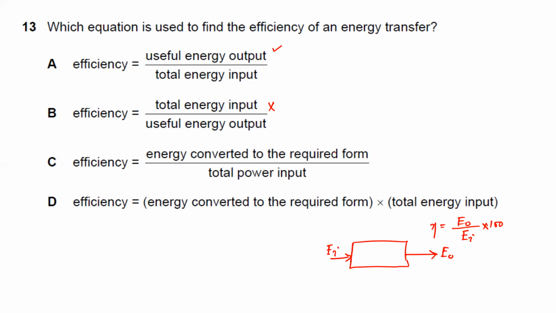Efficiency, energy converted into the required form, total power. If there is energy, it must be divided by energy. If there is power, it must be divided by power. So the units must remain the same. So this is not the right answer. Efficiency, energy converted into required form multiplied by total. No, this is not. So answer A is the right choice.